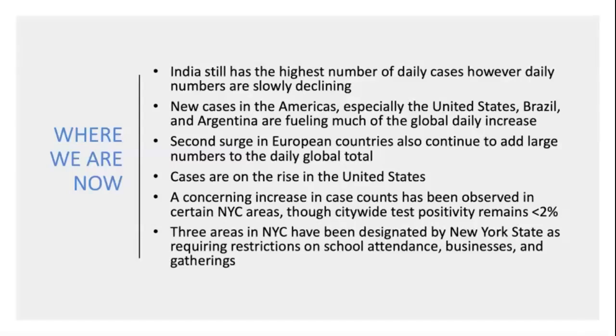Certain New York City areas, as you will hear about later in the presentation, are seeing a concerning increase in cases. However, overall, across the city, the test positivity remains less than 2%, and you'll see some more details about the U.S. and New York as we continue the presentation. 3 areas in New York City have been designated by New York State as requiring restrictions on school attendance, businesses, and gatherings. These are cluster zones, and again, you'll hear about that later in the presentation.